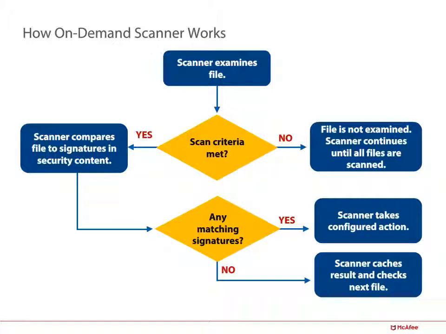This slide shows you a high-level view of how the on-demand scanner works. The schedule kicks in, the scanner starts scanning, and it examines the file. Is the scan criteria met? If yes, then it looks at the file to see if it matches any of the signatures and security content. If there are any matching signatures, then what is your configured action? If not, then it caches the result and checks the next file. If the scan criteria is not met, then the file is not examined and it will continue on to the next file till it has scanned all of them.